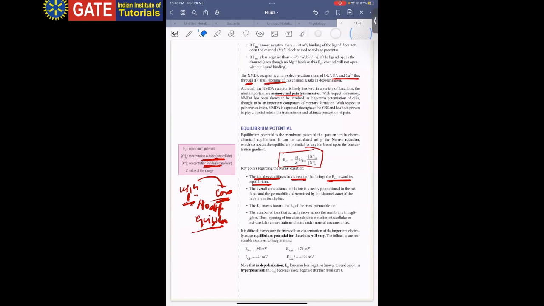You have to know the conductance of any ion is dependent upon the net force as well as the permeability. Permeability is also very important for that ion. Also, the number of ions that actually move across the membrane is negligible. So opening of an ion channel does not alter the intracellular or extracellular concentration of the ion under normal circumstances.